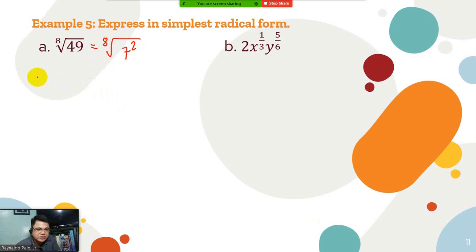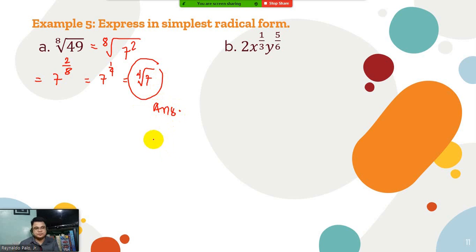Alright? And then we will transform this one into expression with rational exponent. It will become 7 raised to 2 over 8. Okay? So, 2 over 8 can be simplified into a simple fraction, which will become 7 raised to the power of 1/4. Then, we can transform this one into radical expression. It will become 4th root of 7. Okay? And that's already the simplest radical form of 8th root of 49. Okay? Next, let's have letter B.